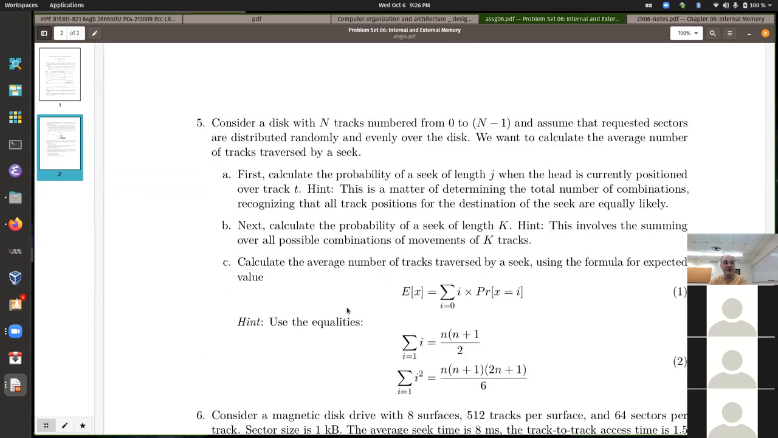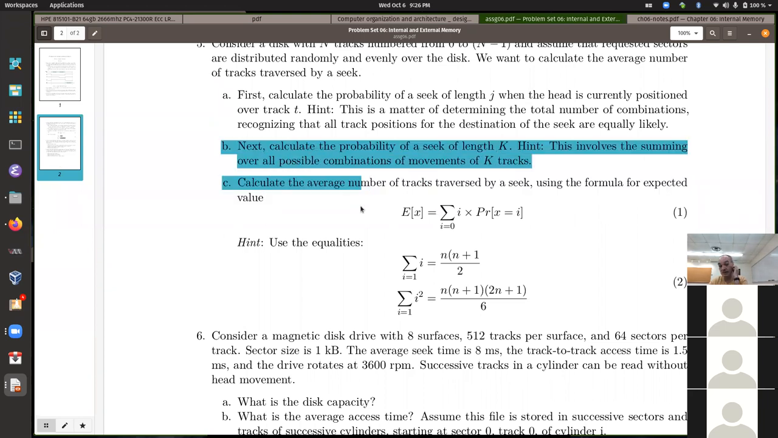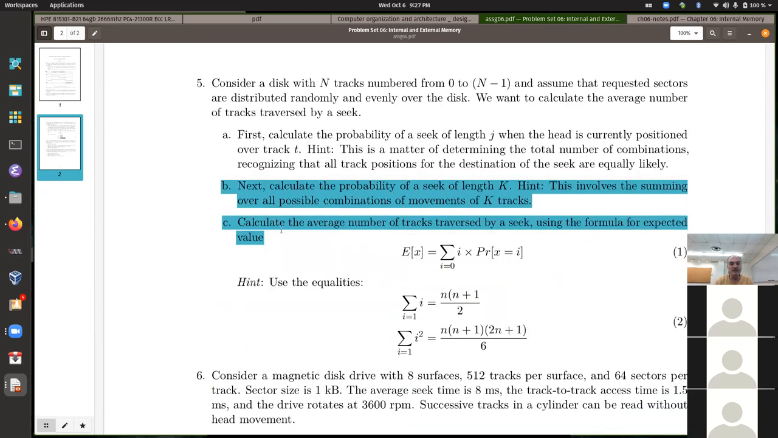Question 5 is the hardest, but I already announced, and I'll make a written announcement on this, just think of B and C as more like bonus questions here.